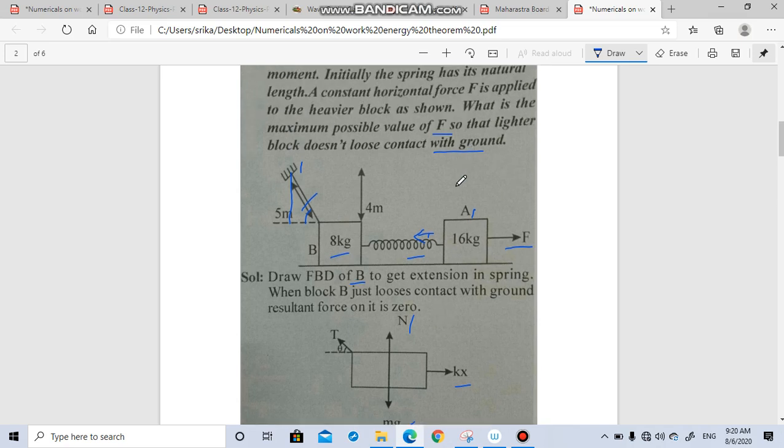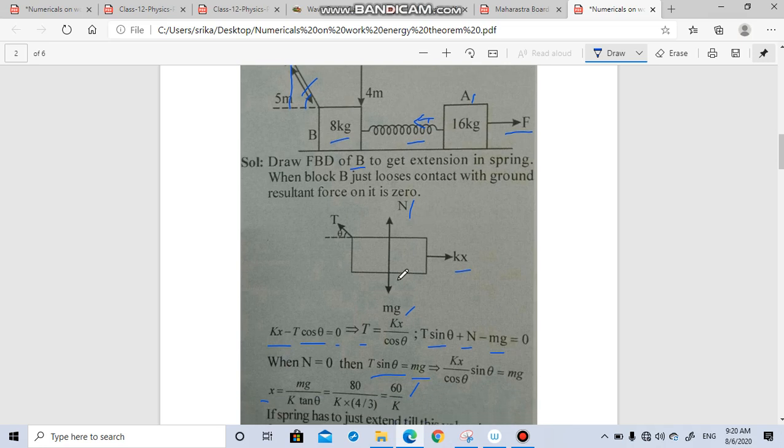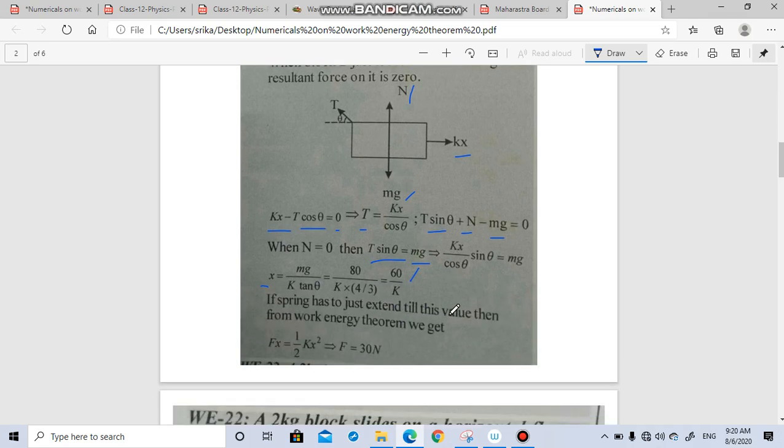What is the maximum possible value of F he is asking you. As per the work energy theorem, you know that work done is equal to change in potential energy. What is the potential energy in the spring? Half kx square. And what is the work done? Let x be the displacement. Because you are pulling by the force, Fx is equal to half kx square. So from there you can get the value of F, because x you have already calculated.